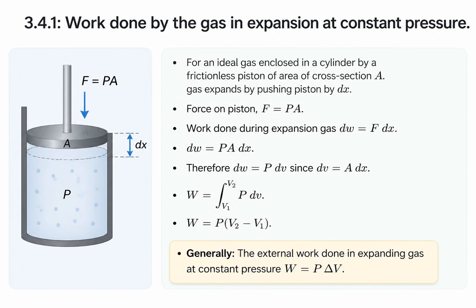Imagine a gas pushing a frictionless piston of area A outward by a distance dx. The force is pressure times area. Work is force times distance, which simplifies to pressure times the change in volume. Integrating this gives us the total external work done. W equals P times delta V.